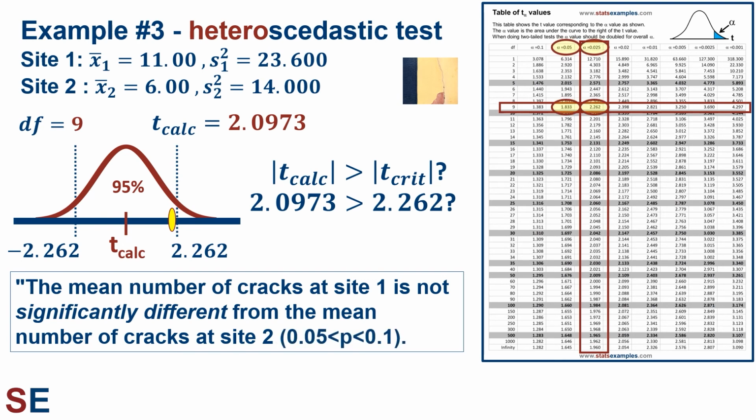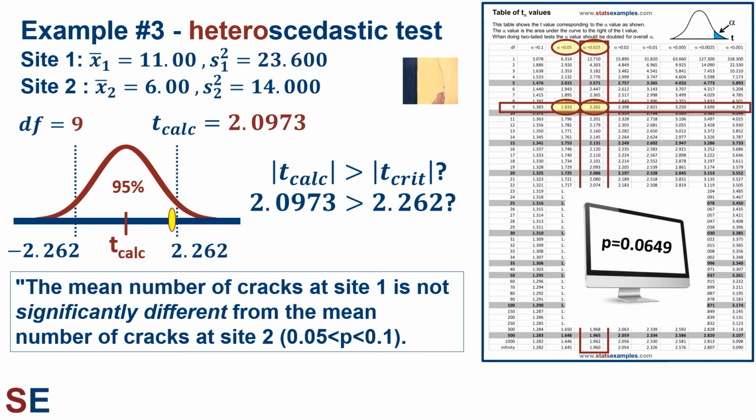Looking at the rest of the t-values on the row, we see that the t-calculated value of 2.0973 lies between the values of 1.833 and 2.262, which correspond to overall p-values of 0.1 and 0.05. We would therefore state that the mean number of cracks at site 1 is not significantly different from the mean number of cracks at site 2, p between 0.05 and 0.1. With a computer, we can obtain the precise p-value, which is 0.0649.